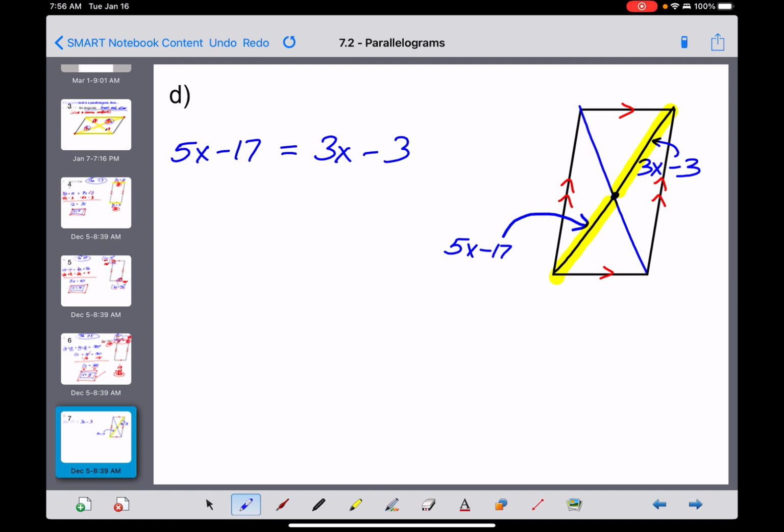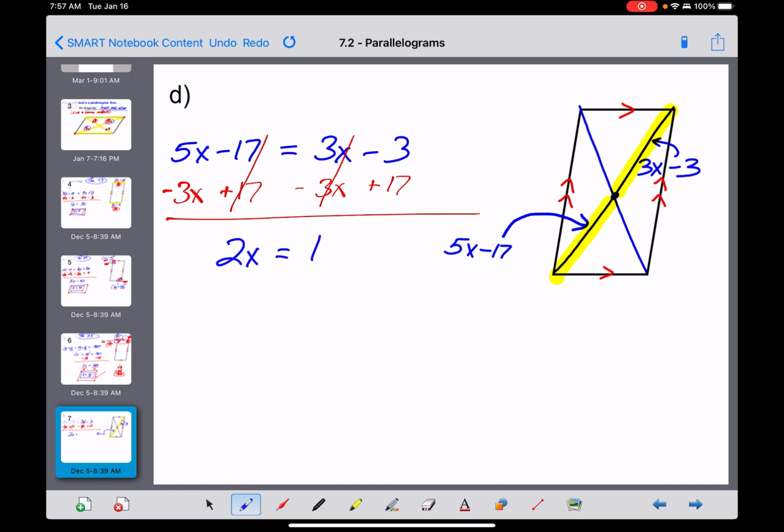Okay, let's solve that and see if we like what we see at the end here. So minus 3x, and we'll add a 17 on both sides as well. Those terms cancel. Those terms cancel. 5x minus 3x is 2x. And that equals a negative 3 plus 17, which is 14. And divide by the 2, we'll get x equals 7. So I think that's my answer.